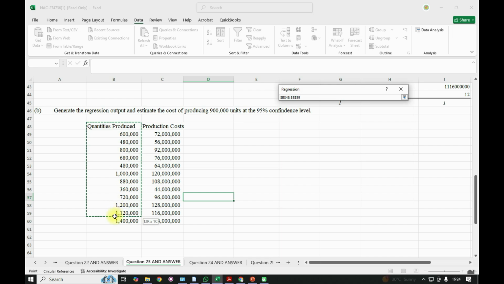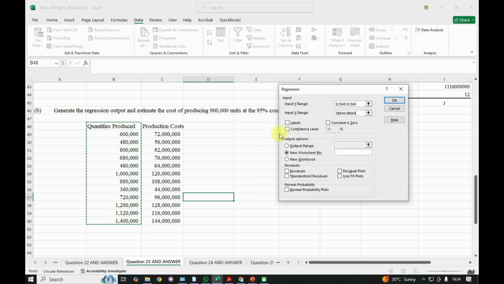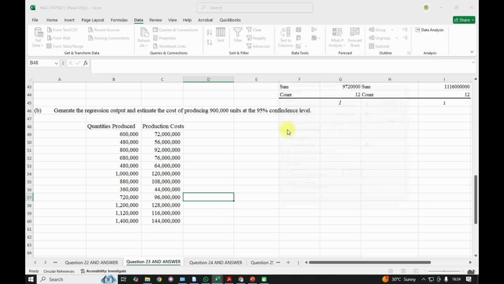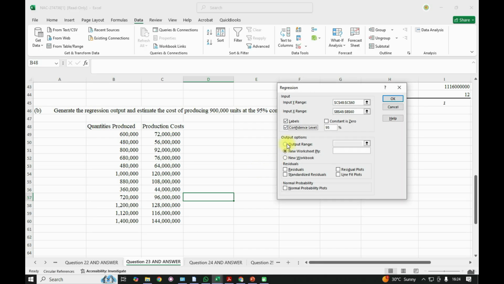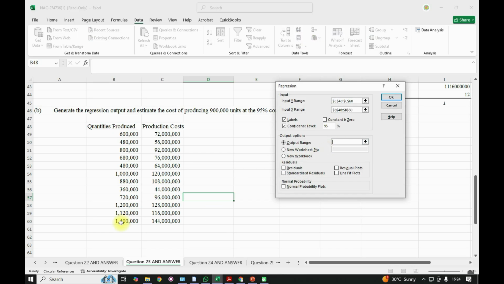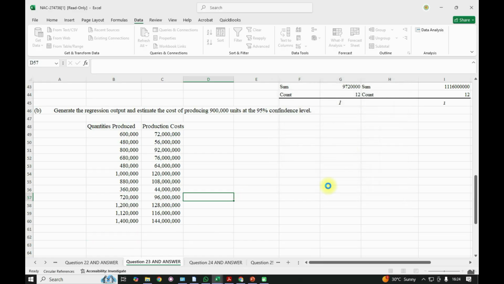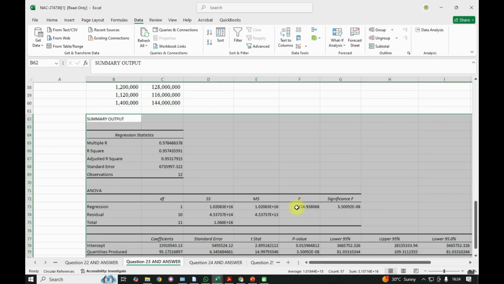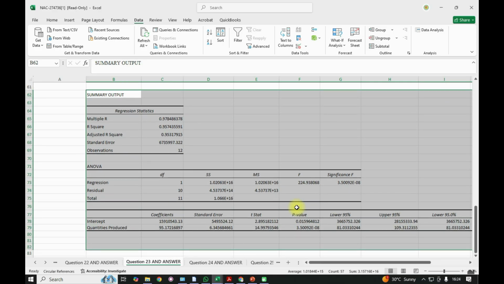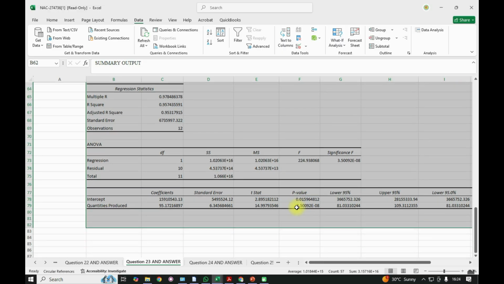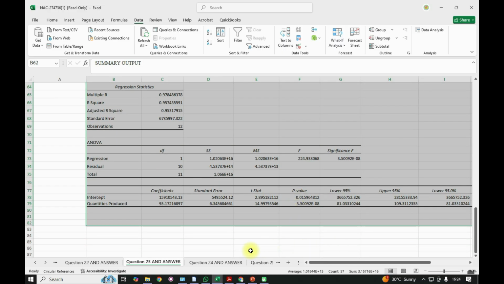Quantities is always our X. We put the labels, and we need to have the confidence of 95%. For our output range, we shall put it just below this, and we shall put OK. That way, that is where we are getting our regression.